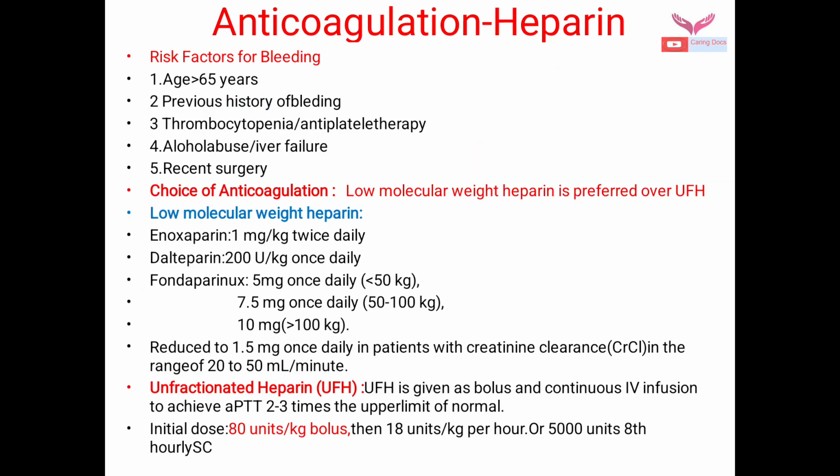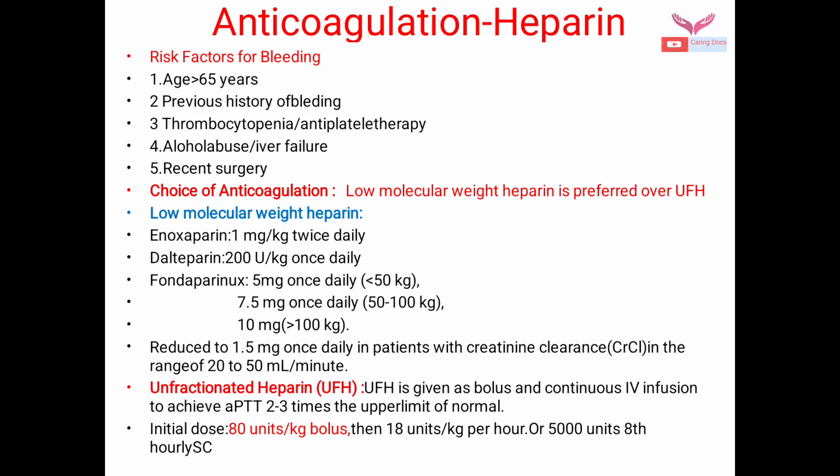If we see the anticoagulation with heparin, the risk factors for bleeding are age more than 65 years, previous history of bleeding, thrombocytopenia, antiplatelet therapy, alcohol abuse, liver failure, and recent surgery.